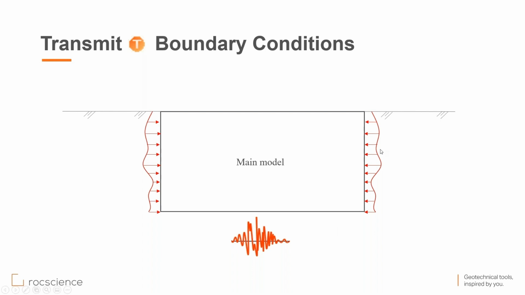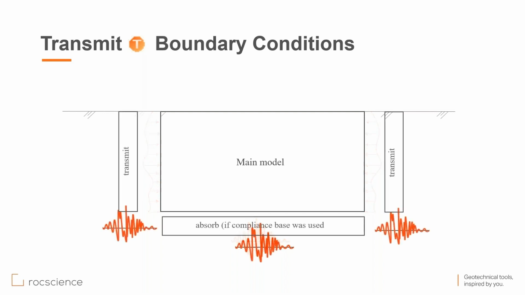However, we also want to account for the wave going into the model from the part of the soil that was not included in the main model. And for this particular problem, it's also very simple to assign the boundary condition. You only need to assign the transmit boundary condition on the two vertical sides of the main model. And if the compliant base is used, you also need to apply the absorb at the base. However, if you use the rigid base, then you don't have to do anything, just apply the motion directly on the boundary.